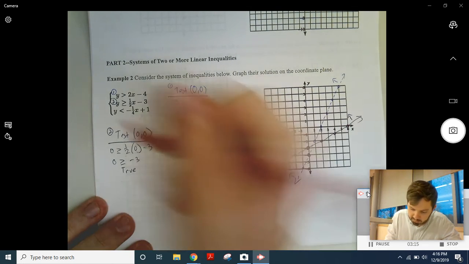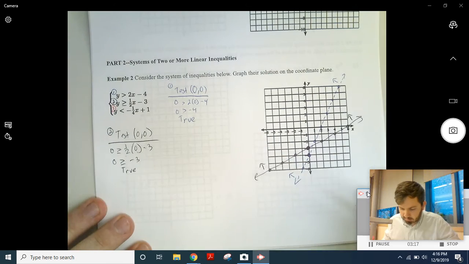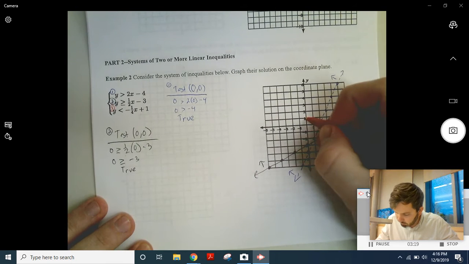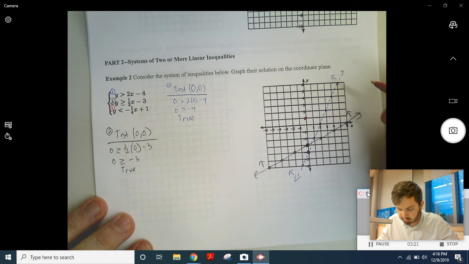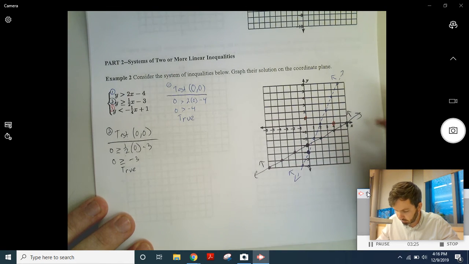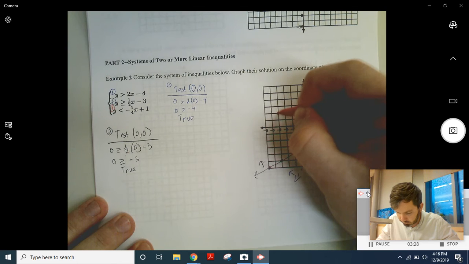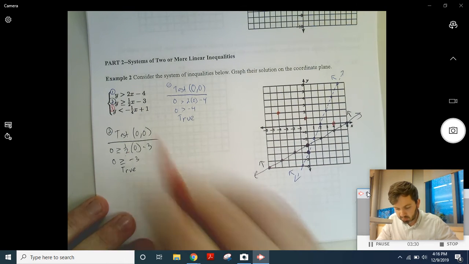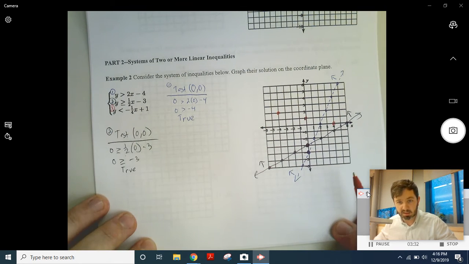Now let's go on to our third equation. I'll do this guy in red. Our y-intercept is at +1, and our slope here is -1/4. So we're going to go down 1, right 4. Well, I can't go any more that way. I'm going to go up 1, left 4. Good. And we don't have an equal to part. We need to make this a dashed line.